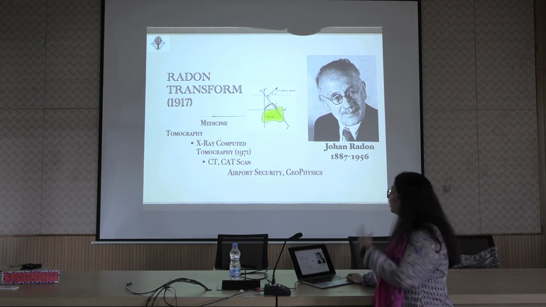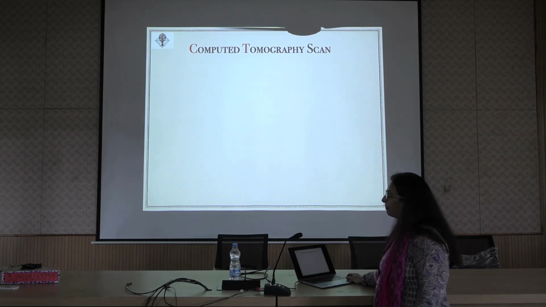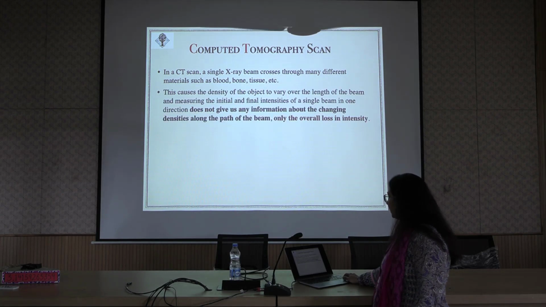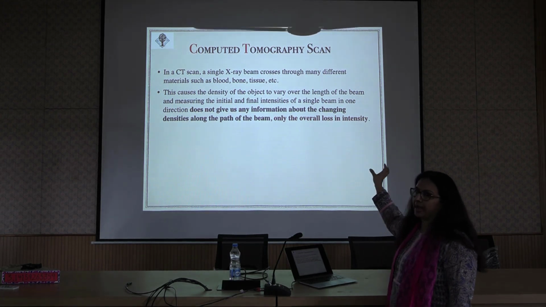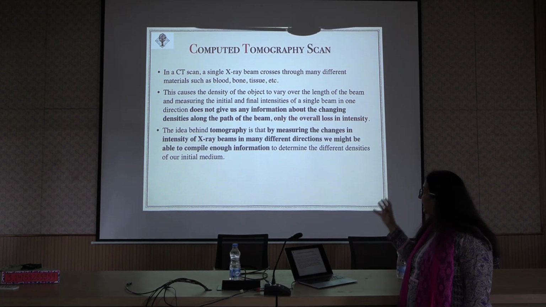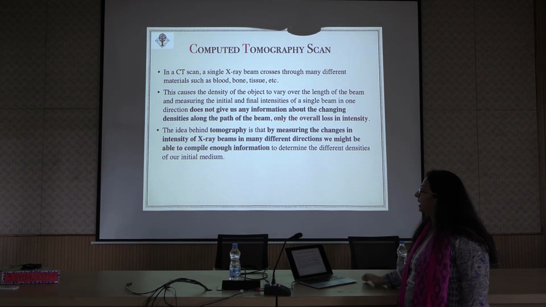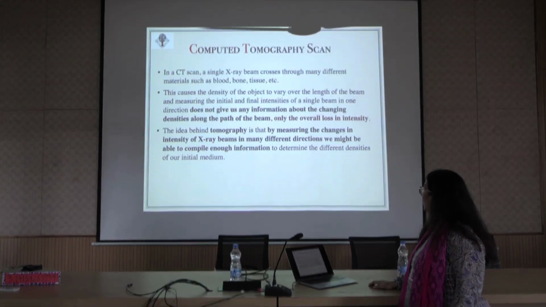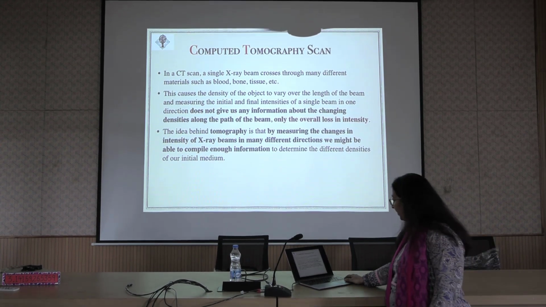So coming back to Radon transforms, I'm going to talk in particular about the computed tomography scan. In a CT scan, as I mentioned, a single X-ray beam crosses through many materials, and what we can measure is only the overall loss in intensity. The idea behind tomography is that by measuring the changes in the intensity of the X-ray beams in many different directions, we might be able to compile enough information to determine the different densities inside.